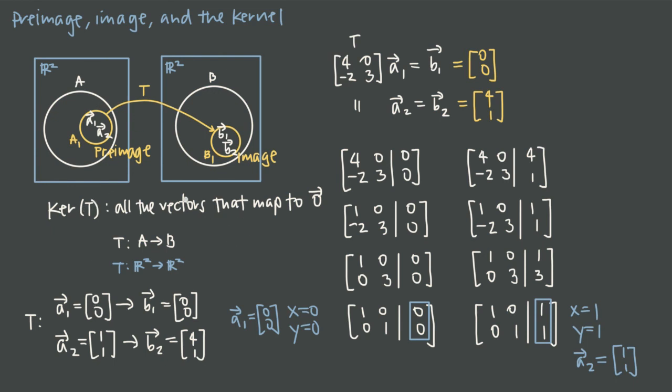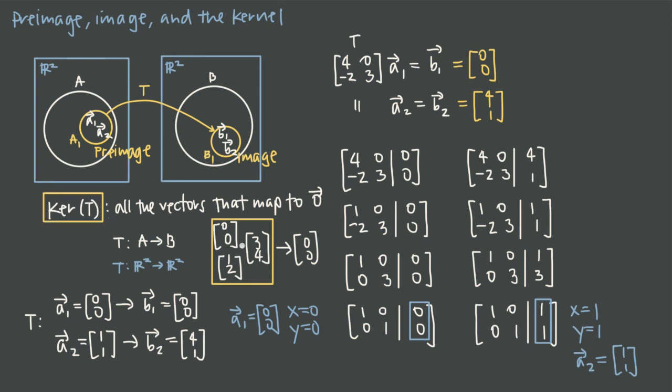But if we knew that we had vectors in A, let's say the vector 0, 0, the vector 1, 2, and the vector, let's say, 3, 4, and all these vectors are part of the preimage, and they all map to the 0 vector in the image, then all of these are part of the kernel of T. These three would make up the kernel of T because they all map to the 0 vector. So anything that maps to the 0 vector, which could be no vectors at all, or one vector or multiple vectors, but any vectors that map to the 0 vector are part of the kernel of the transformation.